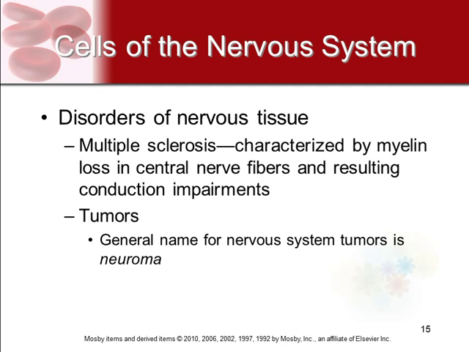For some other disorders of nervous tissue, you can have multiple sclerosis. That's characterized by myelin loss over the central fibers, resulting in a conduction impairment. Remember how conduction travels along your axon, and those myelin sheaths protect it. Without them, it exposes that axon to other impulses that can come and start disturbing things in your nerve fibers. And then you can also have a tumor. Any tumor that happens in the nervous system is called a neuroma.